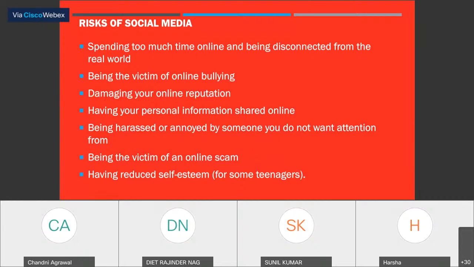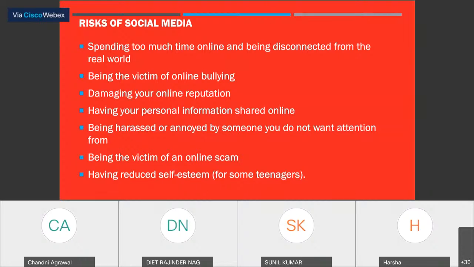Spending too much time online and being disconnected from the real world is one of the risks. Being the victim of online bullying, and online reputation also. If we are posting everything, some people have a public profile, and people have some kind of very idealistic image in their mind, and if they start writing something on social media, it becomes a kind of news. Even if anyone writes to defame anyone, it may also damage the online reputation.